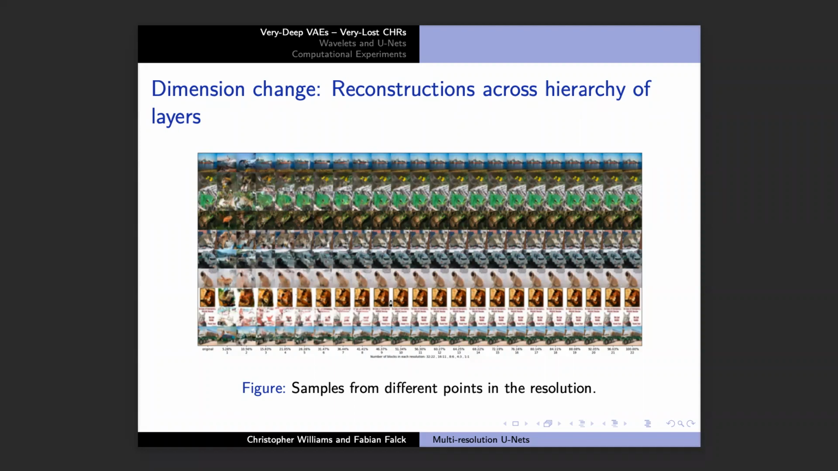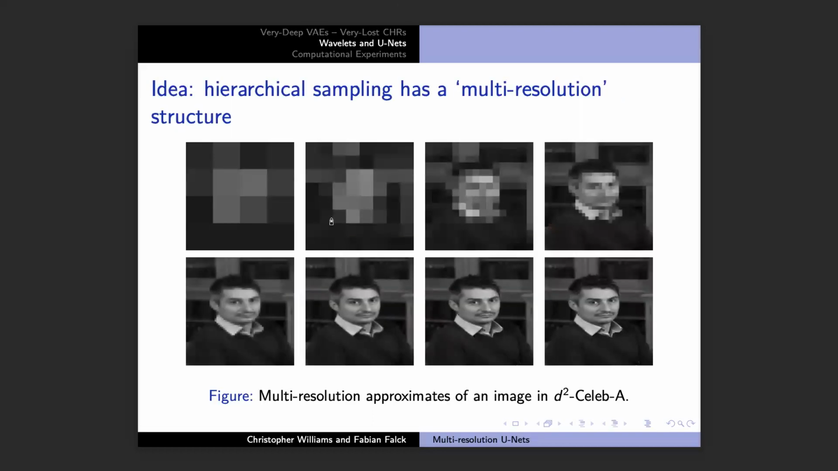So away from this, I have on the next one a slide of just a multi-resolution decomposition of an image. Here, what I've done is taken a photo from the D squared CelebA data set and decomposed it into various multi-resolution approximation spaces.